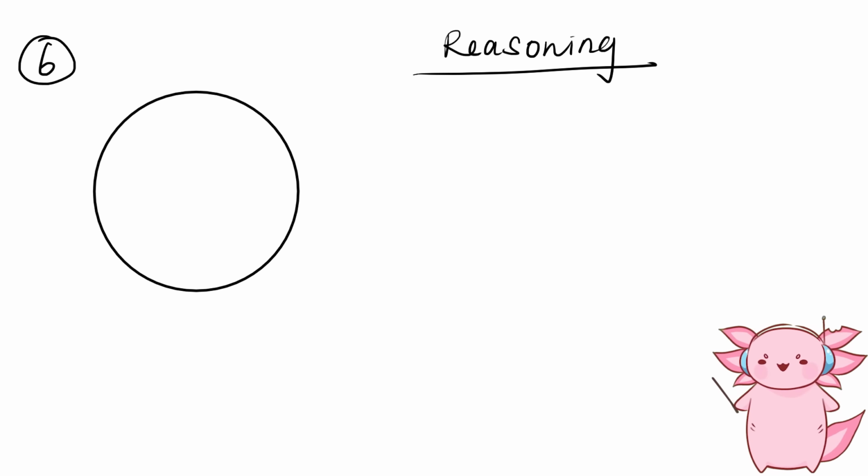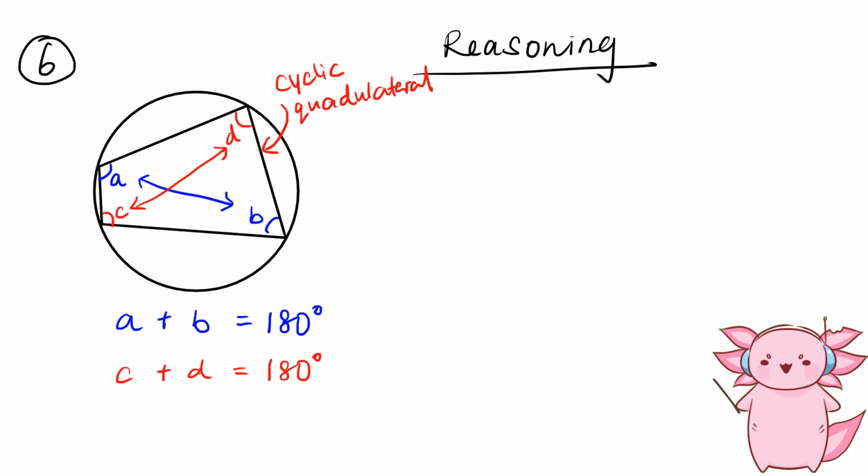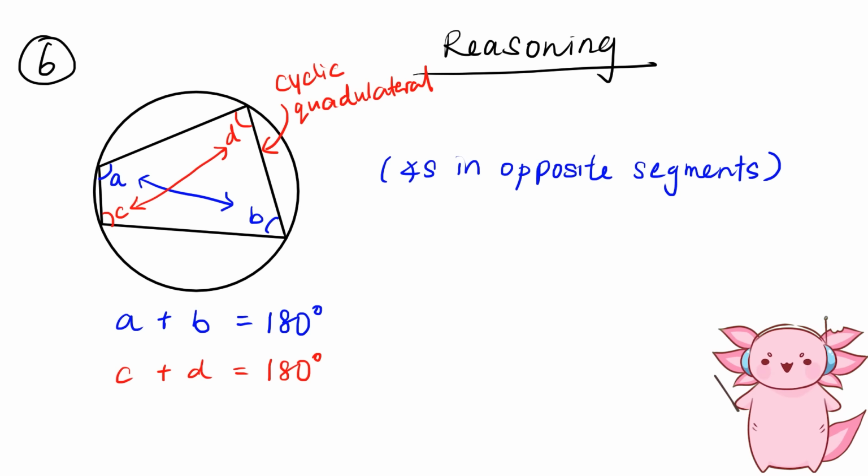For the last circle property, we're gonna introduce this thing called a cyclic quadrilateral, where its 4 points are touching the circumference of the circle. The angles that are opposite to one another actually add up to 180 degrees. We call this angles in opposite segments because these two angles kind of share 2 different pizza crusts, which is this one and this one over here.